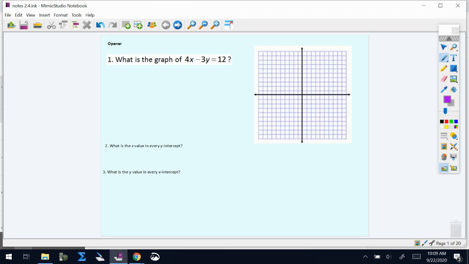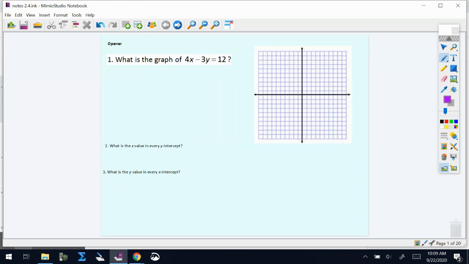All right, we are moving on in Chapter 2 to the next section. The next section, 2.4, focuses on linear equations, more graphing, more writing equations, looking at some different forms than maybe what we did before your last quiz. So I wanted to start with just kind of reviewing some of the things that we did in the previous topics. So they're giving you the equation 4x minus 3y equals 12 and ask you to graph it.